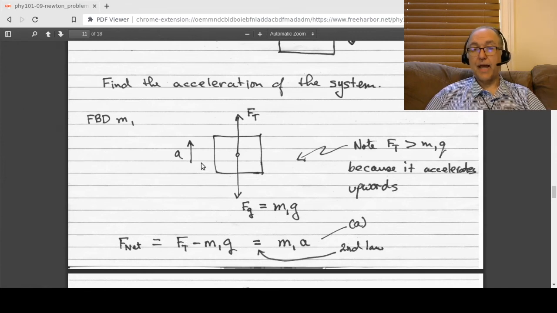Okay, so once again, Ft is bigger than Fg, so the net force is going to be Ft minus Fg. In other words, Ft minus M1g is your net force, and Newton's second law says that must equal the mass times the acceleration. The mass is M1, times a. There's your equation number one.